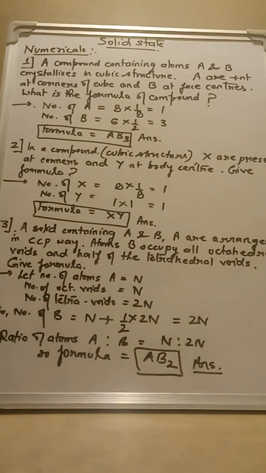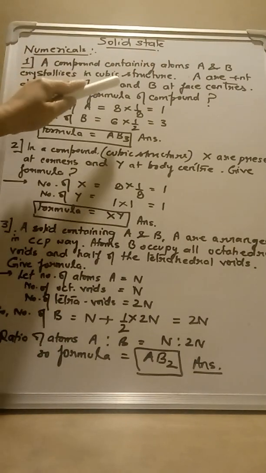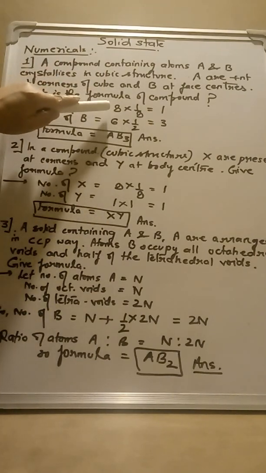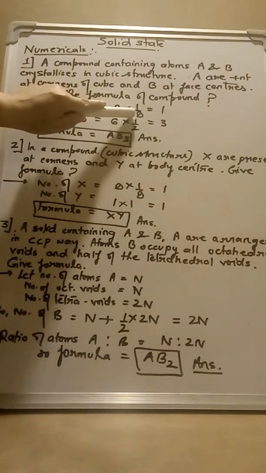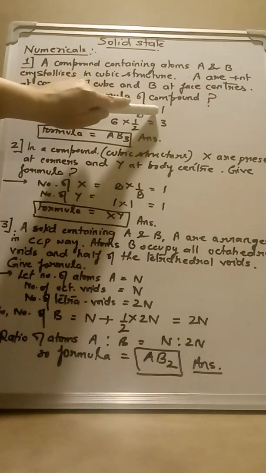Now we know the number of A. A are present at the corners of the cube. In a cubic cell, how many corners are there? 8. And the contribution of each corner is 1 by 8. So that means A are present at corners, 8 corners, and contribution of each one of them is 1 by 8. So that makes number of A equal to 1.